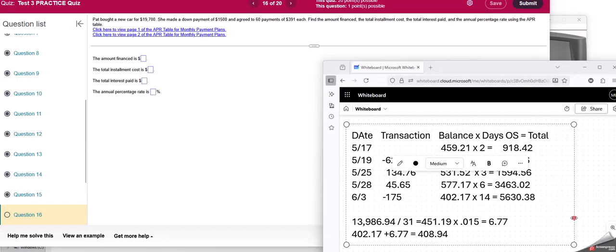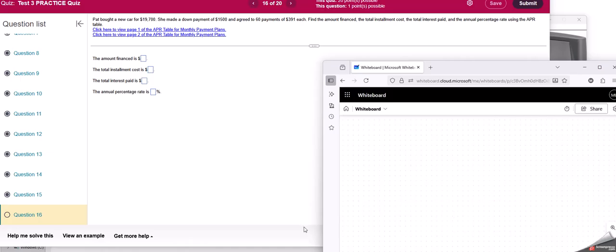Okay, come back over here, clear that. Then we have getting into our loans. So Pat bought a new car for $19,700. She made a down payment of $1,500 and agreed to pay 60 payments of $391 each. Find the amount financed, the installment cost, the interest paid, and the annual percentage rate.